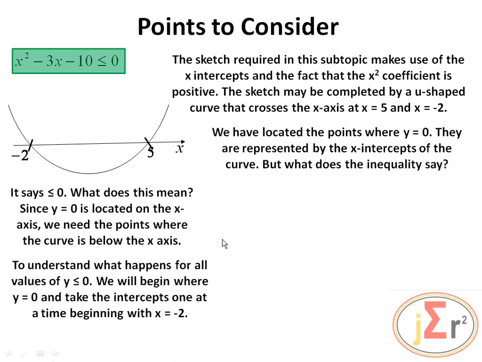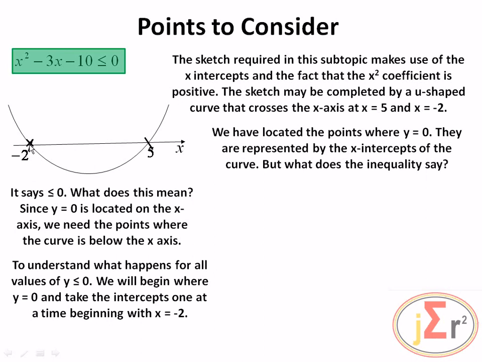To understand what happens for all values of y less than or equal to 0, we will begin where y is equal to 0 and take the intercepts one at a time, beginning with x is equal to negative 2. So, what's that? We have our points right here. It looks like one, but we have two of them. We are going to go down along the curve here, right? We require y to be less than or equal to 0. So we are starting at the point where it is equal to 0, and we are going where y is less than 0 along this curve.